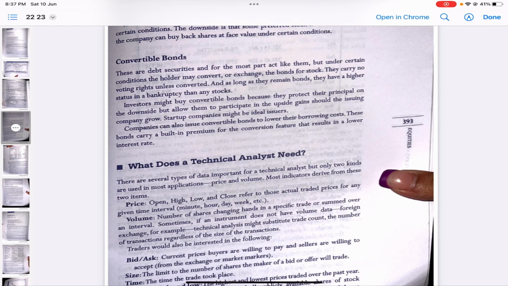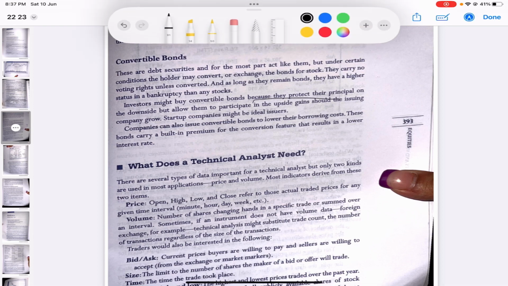Investors might buy convertible bonds because they want to protect the principal on the downside, but they want to participate in the upsides as well. Convertible bonds are also issued by companies because they want to reduce their borrowing cost. When they are issuing bonds, borrowing costs are automatically reduced. And convertible bonds are basically debt securities. Keep that in your mind.